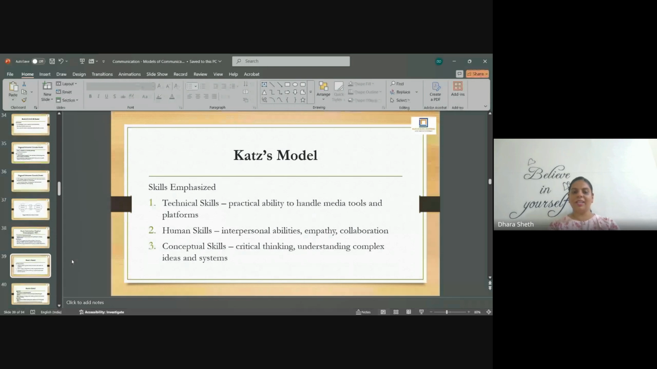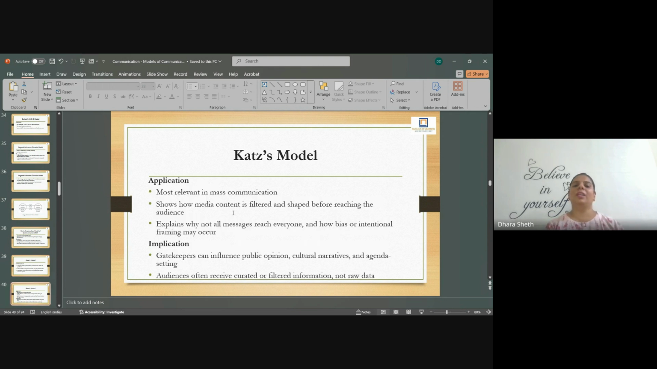What are the skills emphasized to become a gatekeeper? Technical skills, practical ability to handle media tools and platforms. Human skills. You should know what people want, right? Interpersonal abilities, empathy, collaboration. And conceptual skills. Critical thinking, understanding complex ideas and systems. Cognitive skills is also what we can say, the brain. So technical skills, human skills, like social skills, and the brain skills. These are the three skills which are important.